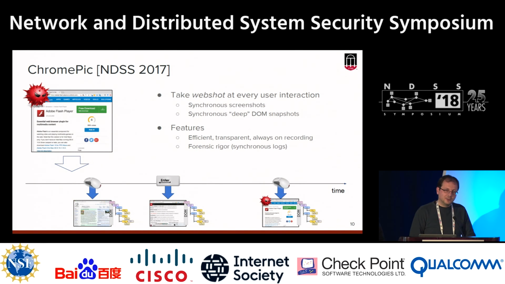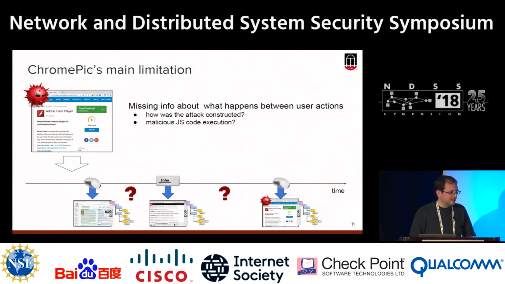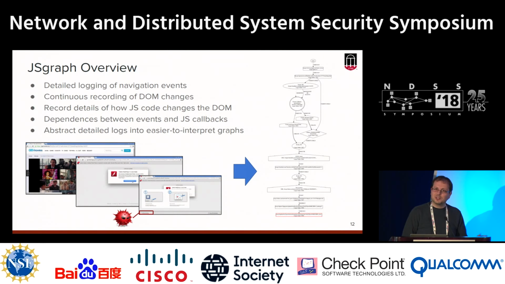Unfortunately, one of the main limitations of ChromePeak is that in between user actions, it does not record anything. We did this for performance reasons. And so now the question is, what if there is an attack that is, as it's commonly done, built using malicious JavaScript executions? Can we continuously record also in between user actions without having a large performance overhead? Well, that's what JSgraph is all about.